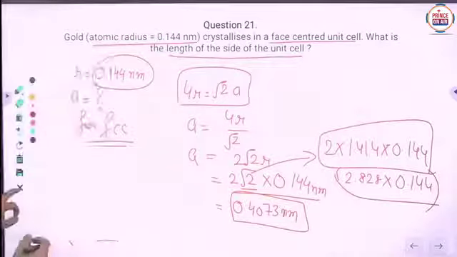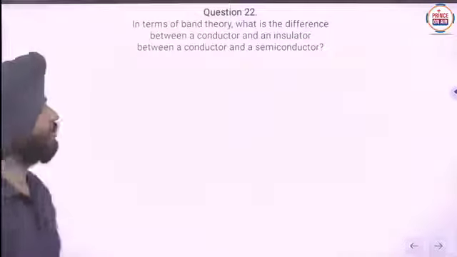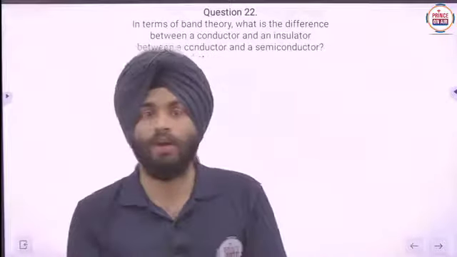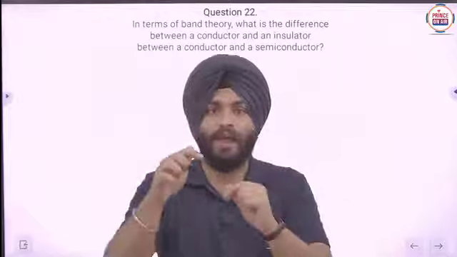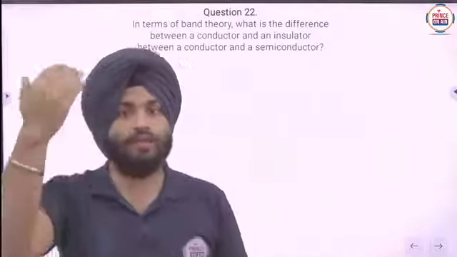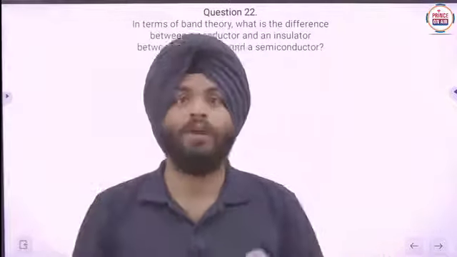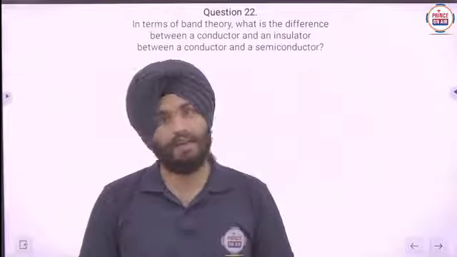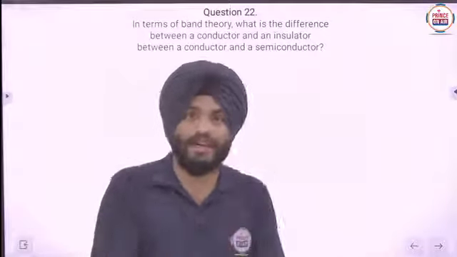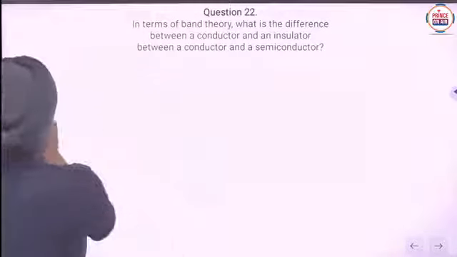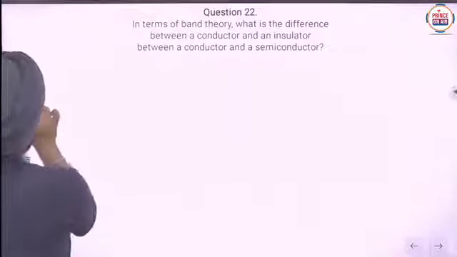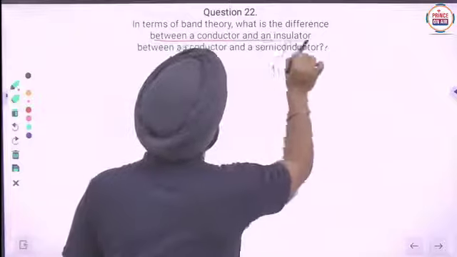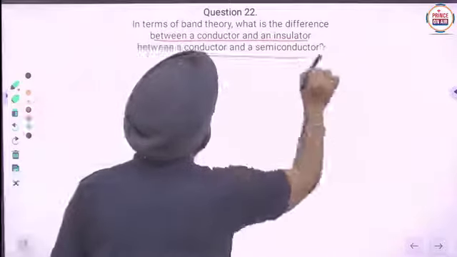Now the next question is in terms of band theory. Remember band theory, in which we make boxes, one of the conduction band and one of the valence band. According to band theory, what is the difference between a conductor and an insulator, and also between a conductor and a semiconductor? So two questions were asked here. Firstly, we have to give the difference between conductor and insulator, and then conductor and semiconductor.